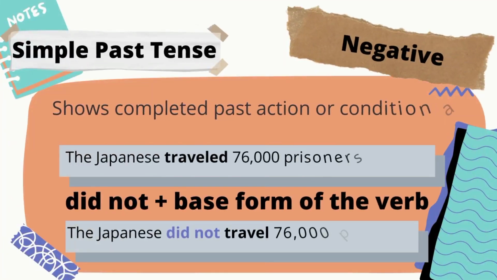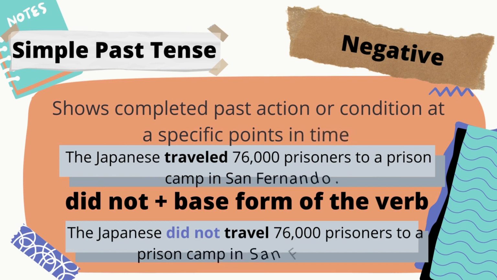Some sentences may state something that is not true or incorrect. These are called negative sentences. Look at these examples. The Japanese traveled 76,000 prisoners to a prison camp in San Fernando. In forming simple past negative, the formula did not plus base form of the verb is followed.